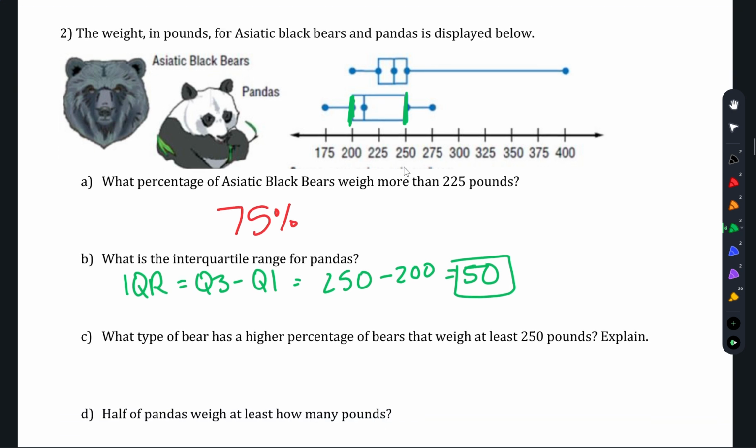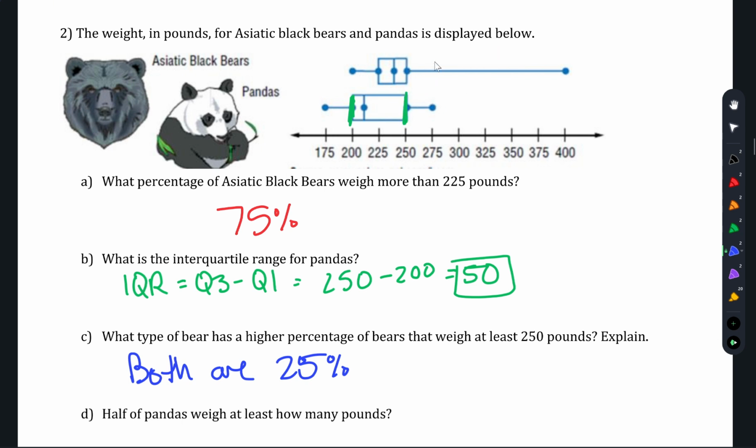Letter C, what type of bear has a higher percentage of bears that weigh 250 pounds? Here's 250 pounds. Neither one. 25% of black bears weigh more than this. 25% of pandas weigh more than this. They are the same. Both are 25%. Good. That was a tricky one.